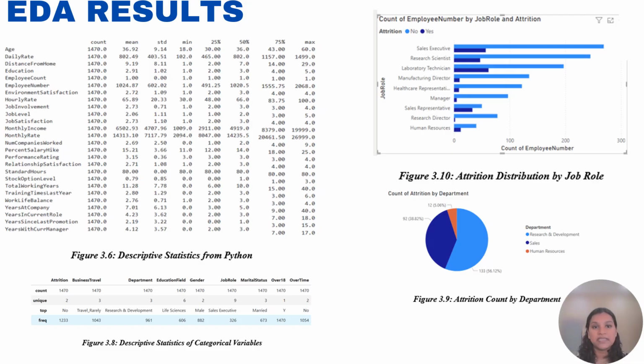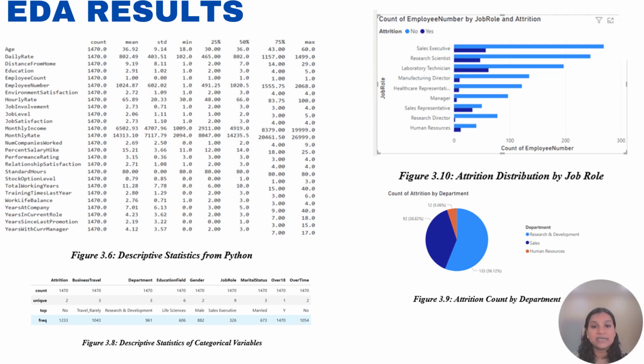Next, I would like to explain the EDA results. EDA provides a comprehensive overview of the dataset used for employee attrition analysis. The descriptive statistics table summarizes the central tendencies and distribution of numerical features such as age, monthly income, job satisfaction, and working years, indicating variation across employees.